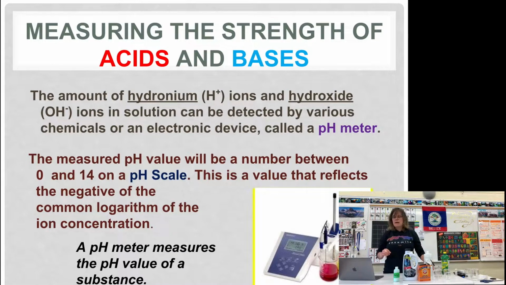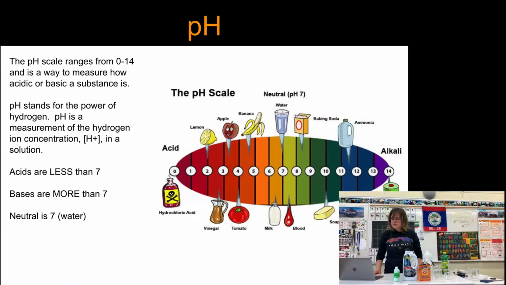pH is measured with a number between 0 and 14. You have to know that, all right? That's the pH scale. This is a value that reflects the negative of the common logarithm of an ion concentration. Basically what it means is how much hydrogen is in it, and I'll talk to you about it in a second. A pH meter measures the pH value of a substance.